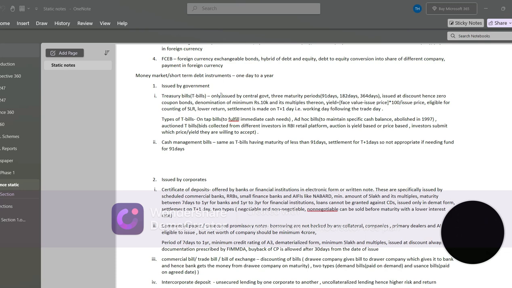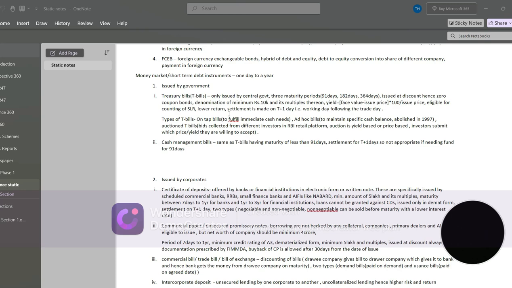So that is all. Now, types of T-bills. There are on-tap bills. On-tap bills basically mean bills which are there to fulfill immediate cash needs. Ad hoc bills. These are there to maintain specific cash balance, and these were abolished in 1997. Auction T-bills. These bids were collected from different investors in RBI retail platform, and auction is yield based or price based. Investors submit which price they are willing to accept, and then at that price, those bills are sold.